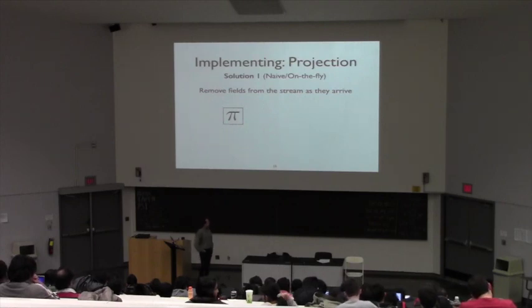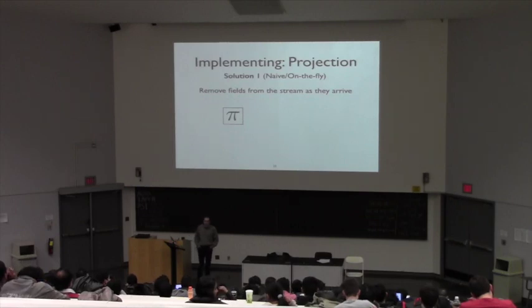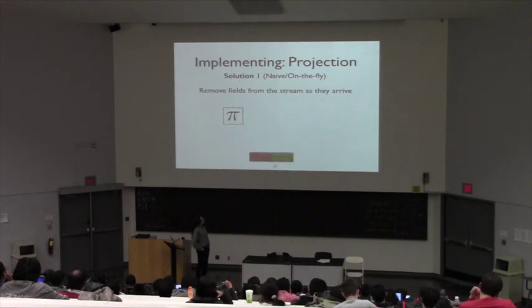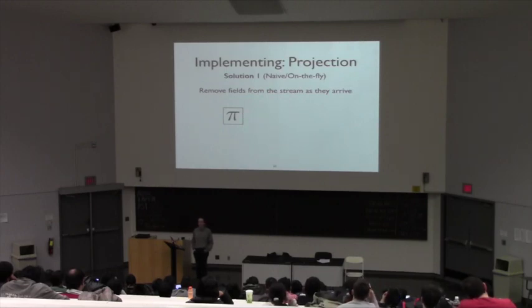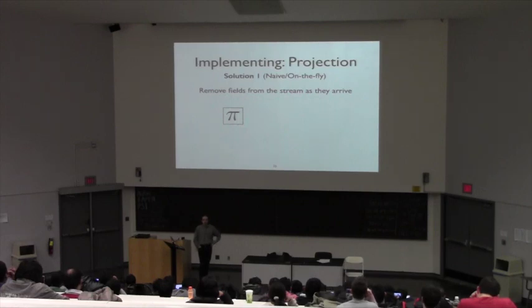So projection is also fairly straightforward, probably even more straightforward than selection. As tuples arrive, get rid of the fields that aren't relevant and output new tuples that contain only the fields that you're interested in. Now, I call this the naive solution because typically when we talk about relational algebra projection, we're talking about bag projection. Does this approach work for set projection?